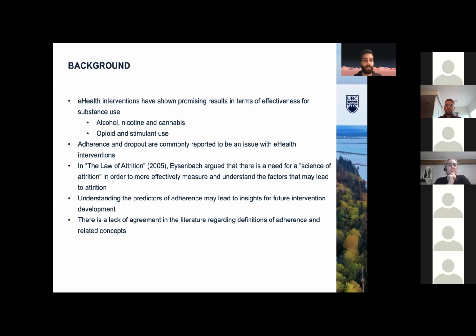Eysenbach, the founder of JMIR, published a seminal paper in 2005 called The Law of Attrition, in which he argued that there is a need for a science of attrition in order to more effectively understand and measure the factors that may lead to attrition. So attrition is a concept that is very closely related to adherence, but there is a lack of agreement in the literature regarding the definitions of adherence and related concepts. We'll get to that in a second, but it's important to understand the predictors of adherence as they may lead to insights for future intervention development.